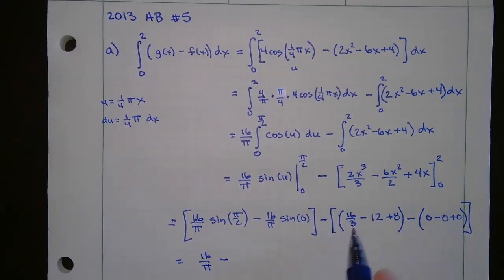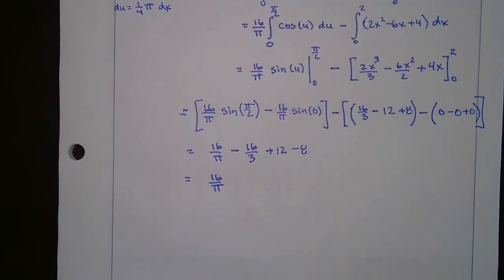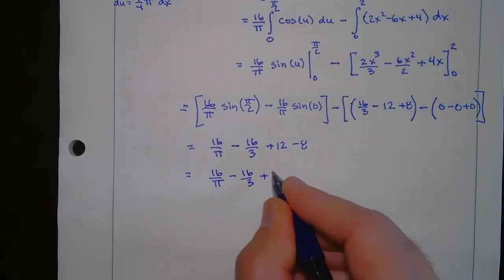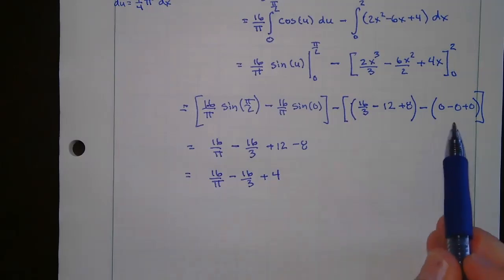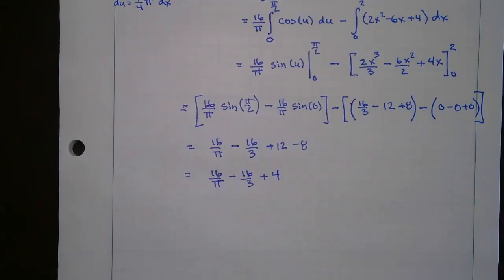So it's going to be minus 16/3 plus 12 minus 8. Now, you could have combined these and then taken the opposite of it, right? Okay, so this is going to be 16 over pi minus 16 thirds plus 4, right? Okay, so common denominator. Honestly, if you were doing this by hand, I would stop right here, because that's a numeric answer and they're going to count it right, okay?